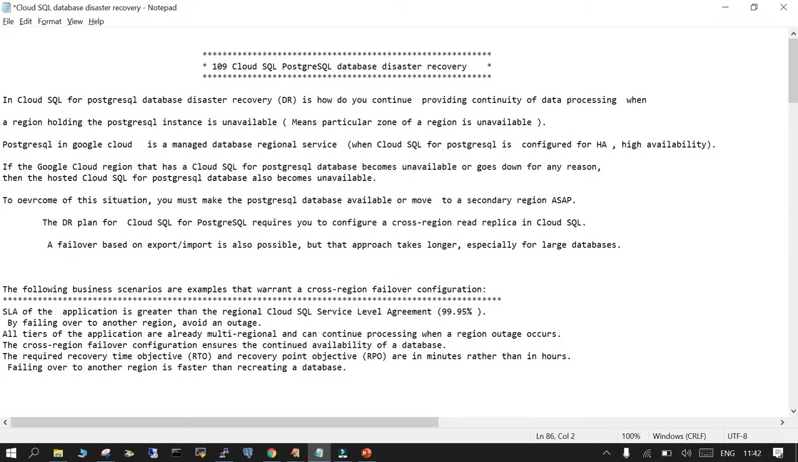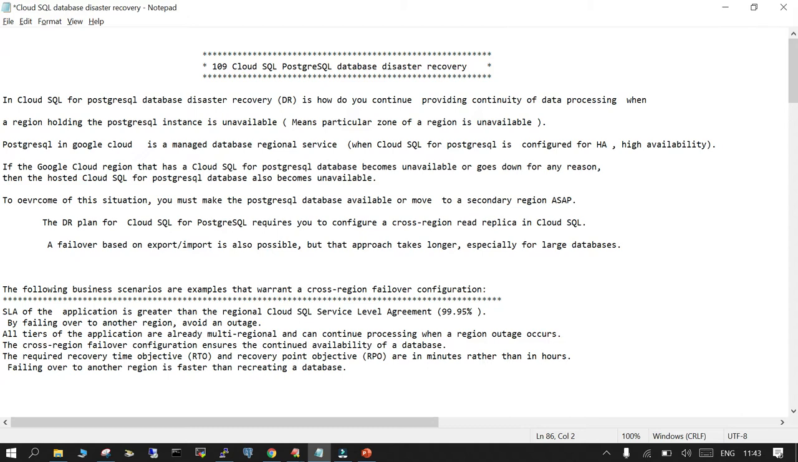One is the DR plan. If you already have a cross-region read replica, you fail over to that, and your cross-region read replica will become your primary, and that will cater to the need of the application. Or there may be a failover based on export and import, which is going to take a long time, and that is not good for a large database. If you wanted to make your plan in such a way that after the disaster has already happened, you're going to prepare something after that or during that time, then it's not going to work out. You have to prepare in advance.